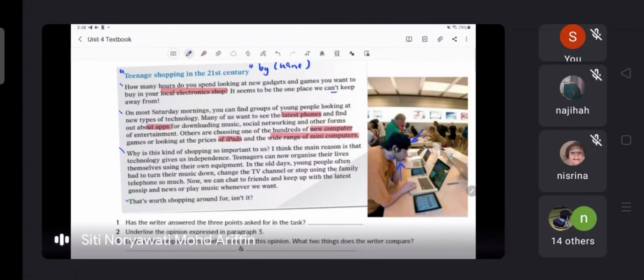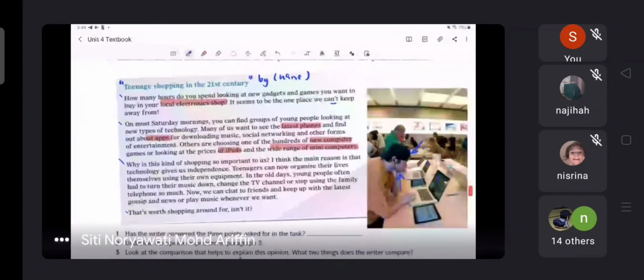Okay, now moving on to the third paragraph. Why is this kind of shopping so important to us? I think the main reason is that technology gives us independence. Teenagers can now organize their lives themselves using their own equipment. In the old days, young people often had to turn their music down. Turn their music down means they had to lower the volume because they had no earphones. Teenagers would listen to music on the radio, using the speaker. Walkmans and Discmans were very expensive in the old days, so not everyone could afford them.